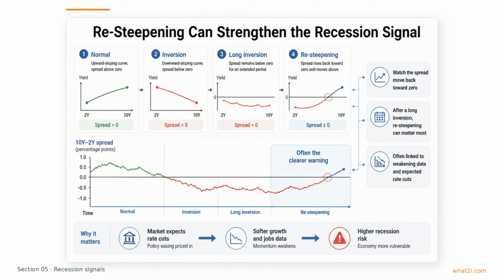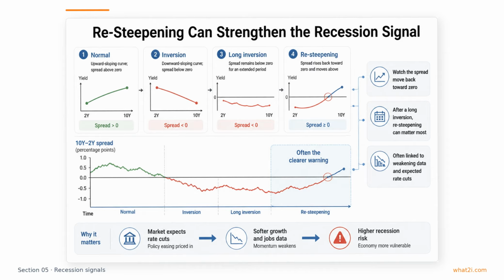A subtle but important point is that the recession signal can actually strengthen after the initial inversion. Once the curve has stayed inverted for a while, investors watch for re-steepening, where the spread starts moving back toward zero. That change often happens because short-term yields begin to fall as markets price in future rate cuts. If weakening economic data is arriving at the same time, the warning can become more meaningful. So the key signal is not always the first inversion itself. Often the clearer message comes from the sequence of inversion, persistence, and then re-steepening.